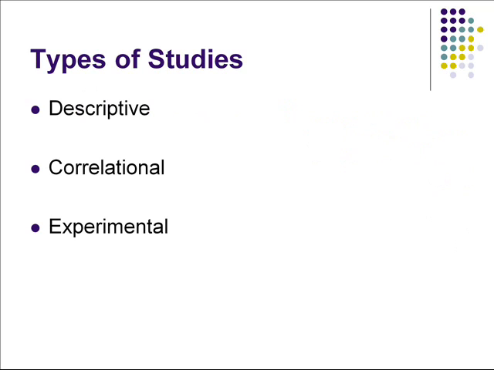This lecture will cover the three types of studies used in psychological research. They are descriptive, correlational, and experimental. As you go down the list, the methods become more rigorous, and the conclusions or inferences we can make from them become stronger.